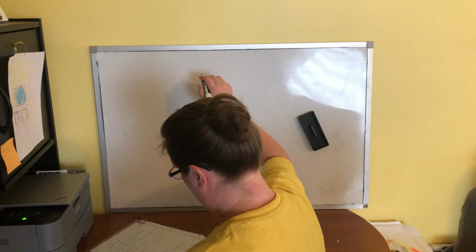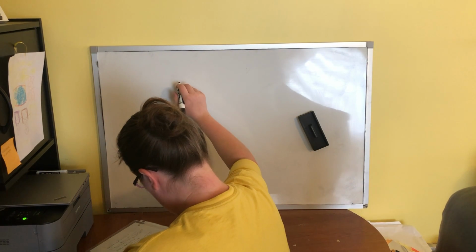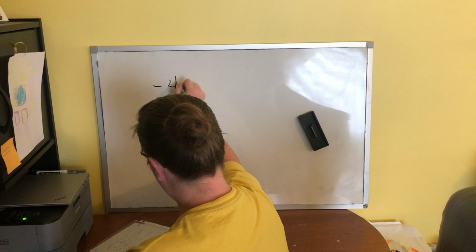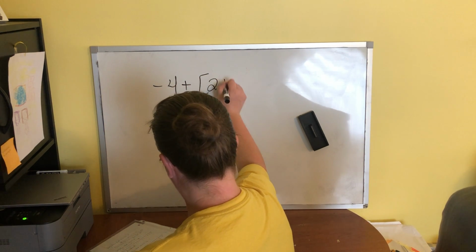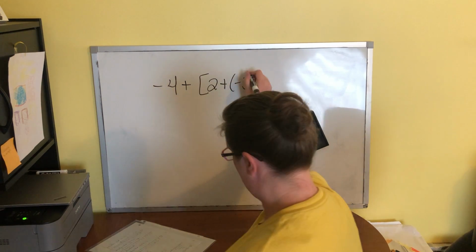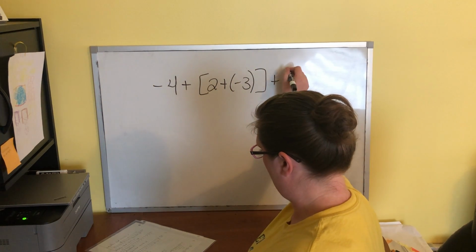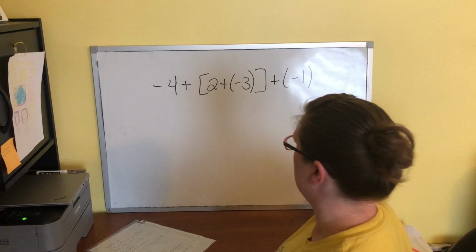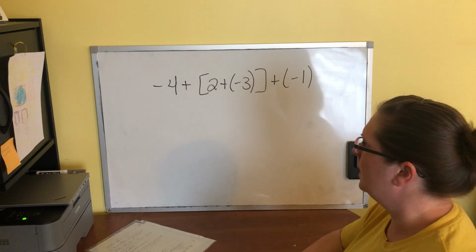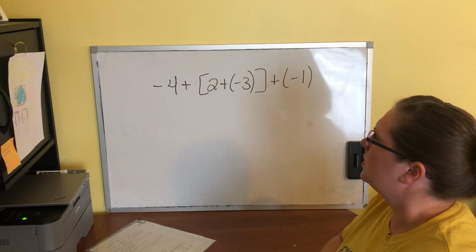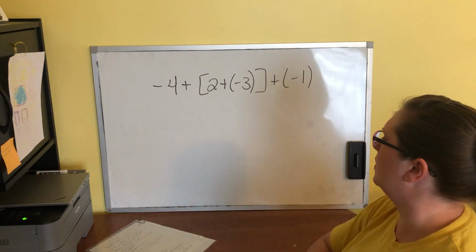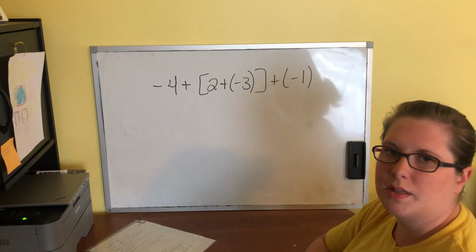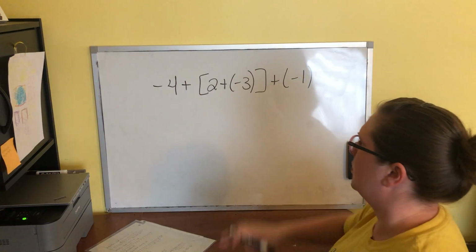All right, let's look at -4 plus the quantity of 2 plus -3 end quantity plus -1. If we got this one down, we are way good to go. Okay, so order of operations, right? We're going to start with parentheses, but there's nothing going on in the parentheses. So we're going to look at the other grouping symbol that I have here, the brackets.